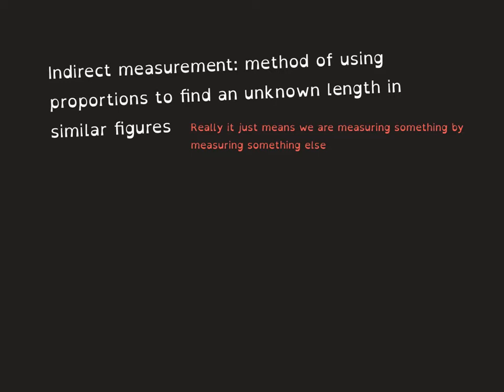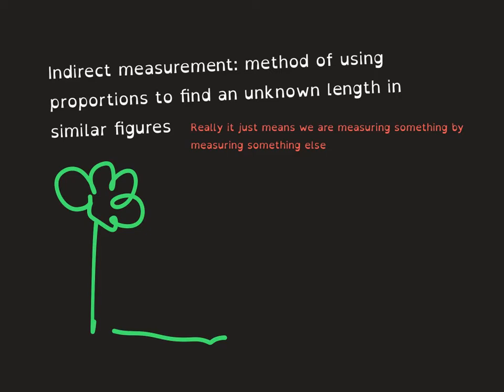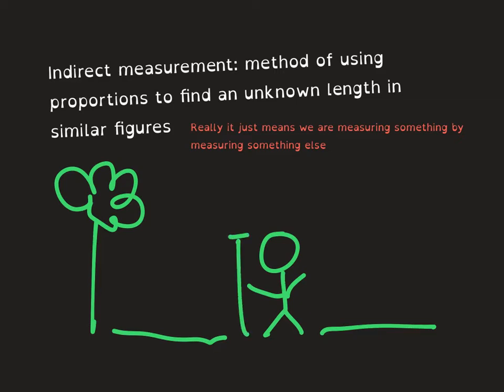Indirect measurement, on the other hand, is a method where we use proportions to find an unknown length in similar figures. Really, it just means we are measuring something by measuring something else. So for instance, if I wanted to figure out how tall this tree is, I could measure its shadow and then measure how tall I am and my shadow. And we would determine the height of that tree. This is very basic, but in the rest of the lesson we're going to go into how to do this.